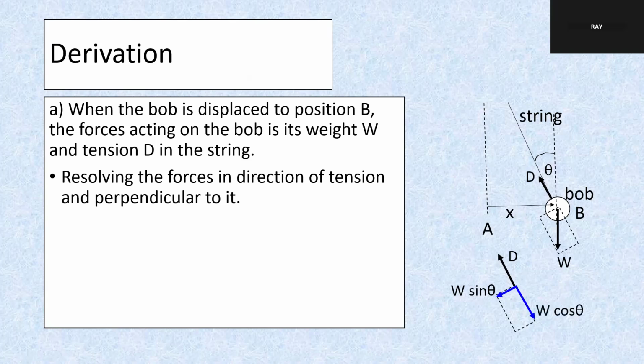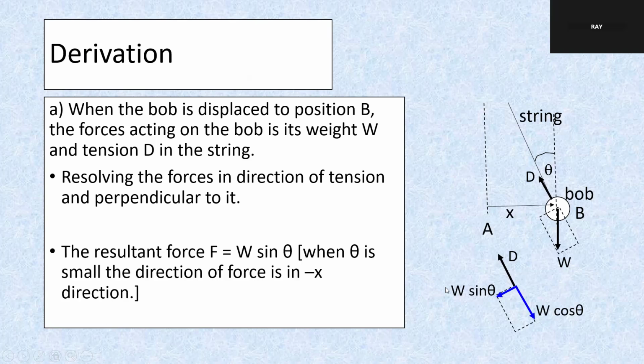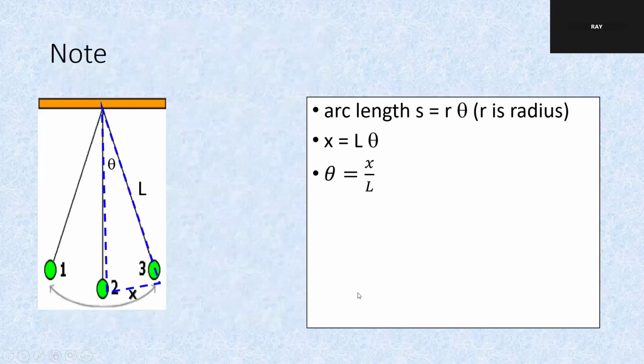Remember, this is supposed to be horizontal, because the angle is small. But these two forces balance. So this is the resultant force. W sine theta is the resultant force. So resultant force F equals W sine theta. The resultant force is in the direction of minus x. It's to the left. So it's in the minus x direction. So we are going to use that substitution.